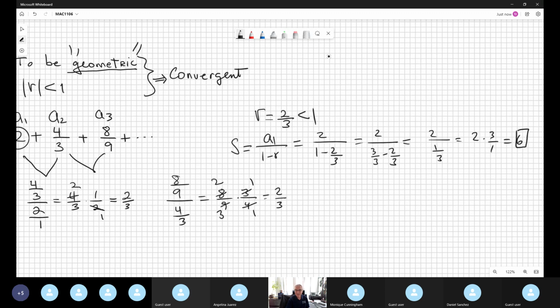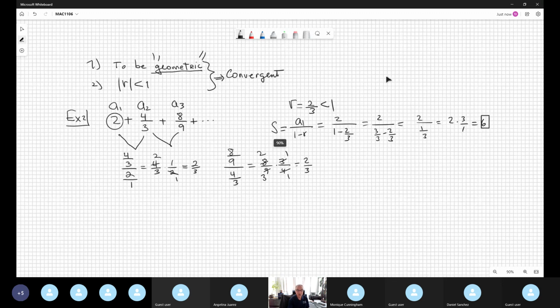The answer is 6. So, what is the conclusion of this example? The conclusion is our series is geometric, is convergent, because the common ratio is less than 1, is 2/3, and convergent to what value? At the value 6. When you add infinite elements of this series, the final answer is 6. Cool? Excellent. I promise, in the review packet you will see more examples that cover that part.